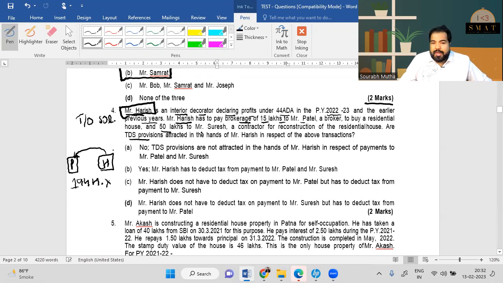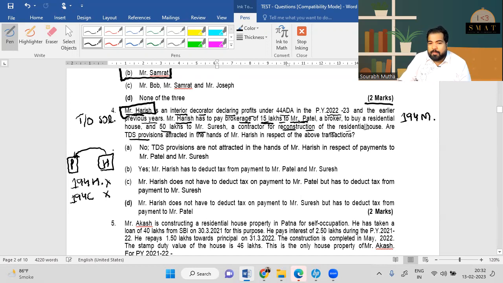And he also pays 50 lakh to Mr. Suresh, a contractor for reconstruction of a residential house. Again, that is section 194C, and again, it does not apply to a small individual. So let's check the sections which apply to small individuals. 194M, but that will apply only if the amounts are more than 50 lakhs.